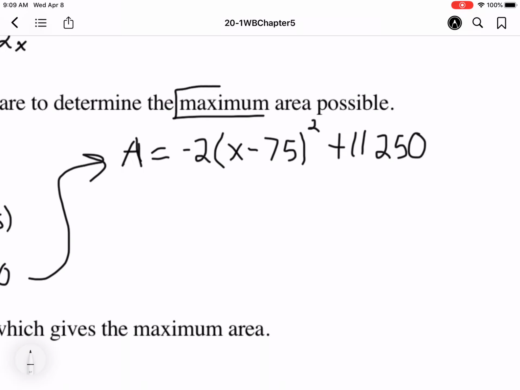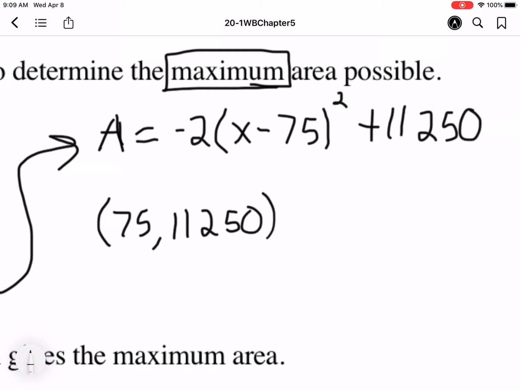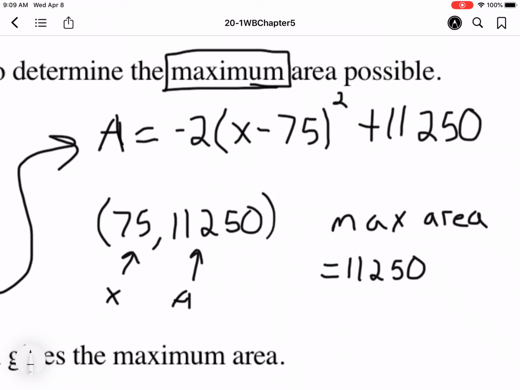Now I need to find the maximum, which tells me that the max area is at our vertex. Our vertex is at 75, 11,250. So it tells us that x should be 75 at the max, and our area should be 11,250. So the max area is going to be 11,250 meters squared. That's the maximum area we can get.